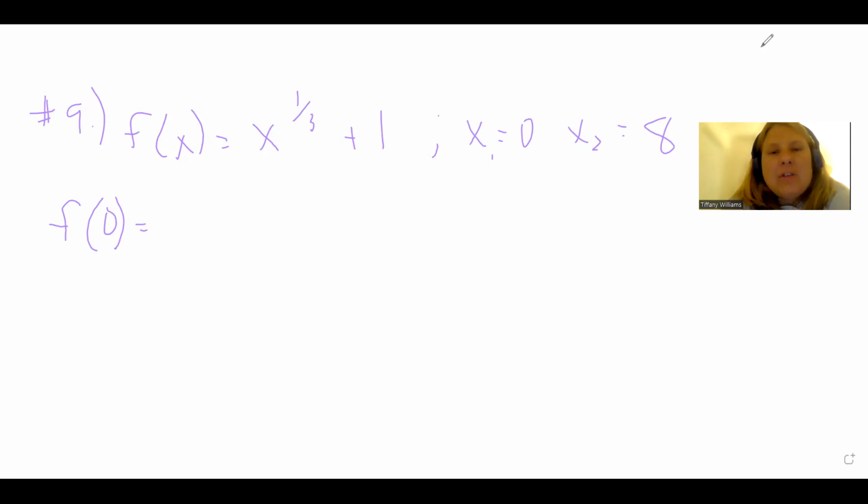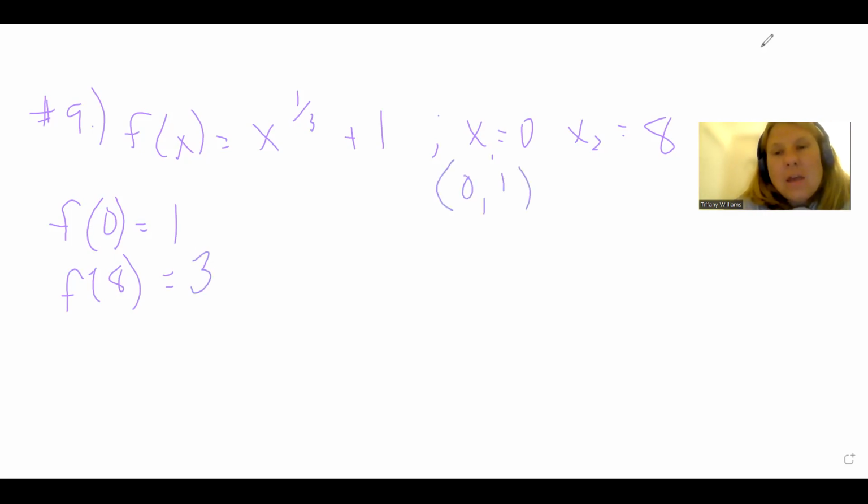Doesn't matter. So if I plug in 0, it doesn't matter what I do, 0 raised to the 1/3, I'm still going to get 0. If I add 1 to it, I am going to get 1. So f of 0 is 1. And then we're going to do the same thing with 8. So f of 8. If I plug in 8, the cube root of 8 is 2. And then 2 plus 1 is 3. So this value is going to end up being 3. So really, we've got the point (0, 1) and we've got the point (8, 3).